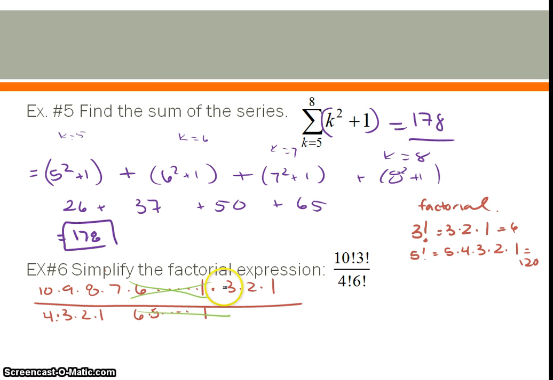Okay, here we have 3 times 2 times 1, which cancels with 3 times 2 times 1. And 4 goes into 8 2 times. So we've canceled everything on the bottom, and what we have left on the top is a 2, a 10, a 9, and a 7. So when we multiply those numbers together, we get 1260. So this number right here is 1260. And there is a way to do this on your calculator, but for now, you need to know how to simplify these without a calculator.